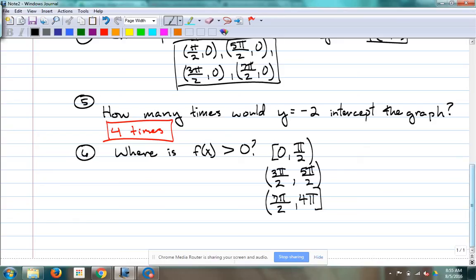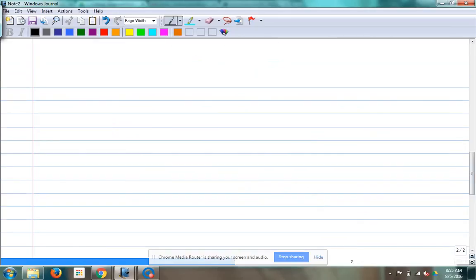Notice I'm using interval notation, and you guys aren't freaking out. That's awesome. Makes me feel good. You're going to get better at it. I promise, if you don't feel comfortable with it, you're going to get better at it.